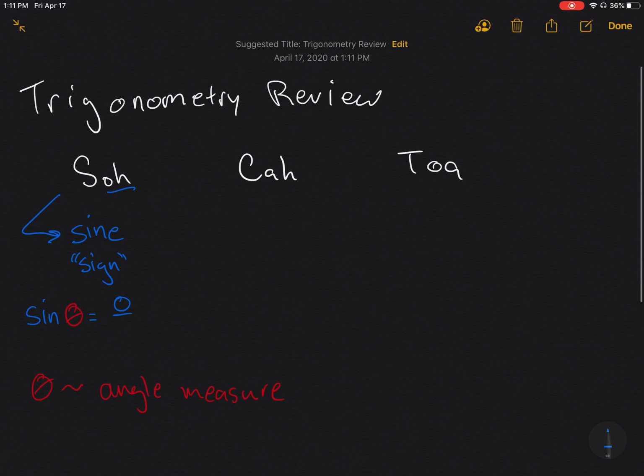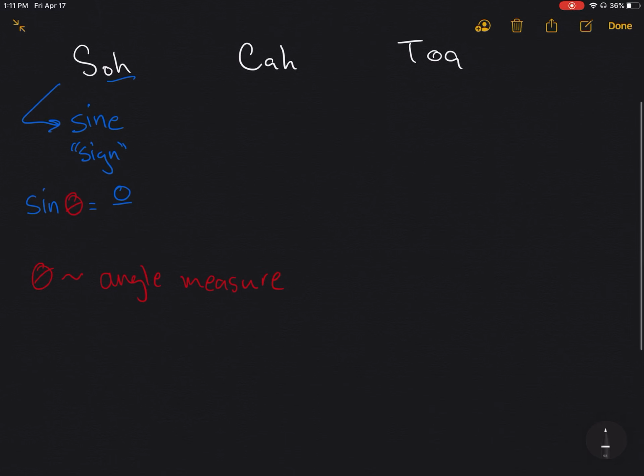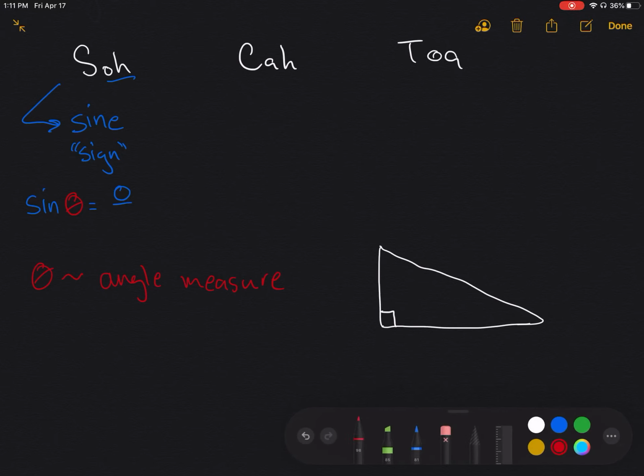So maybe it would be helpful if I drew a little triangle for us to look at. So here's our triangle. When we're using trig, at this point in time, we're going to strictly focus on right triangles. So I'm going to let that be my right angle. And this angle here will be theta. And so what we're looking at is everything with respect to that angle. So the side that is opposite that angle is on the opposite side of the triangle. That would be the opposite there.